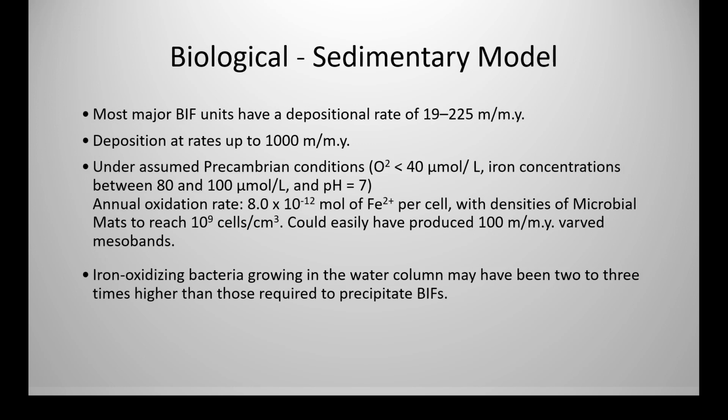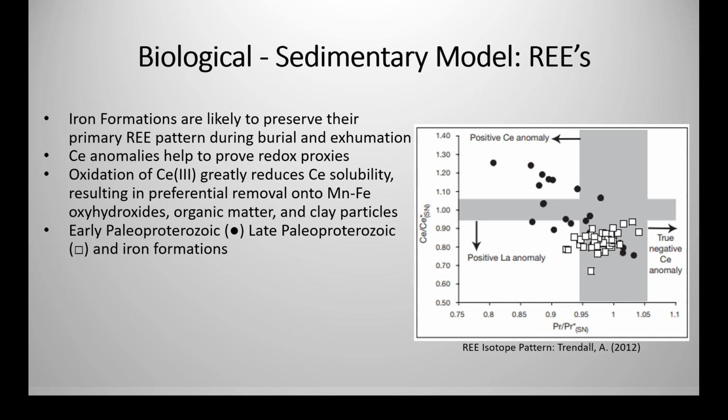So oxygenic bacteria growing in the water could also produce up to 2 to 3 times more iron than that precipitated by banded iron formations, although this would be considered in the optimum conditions.